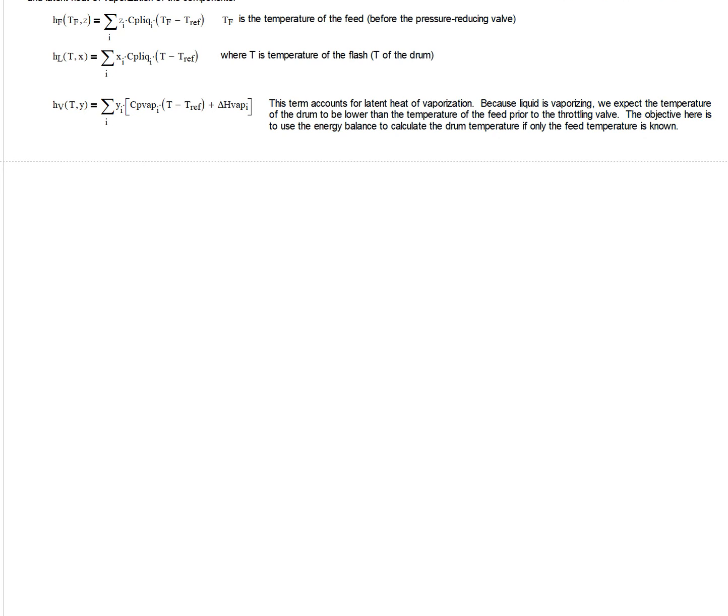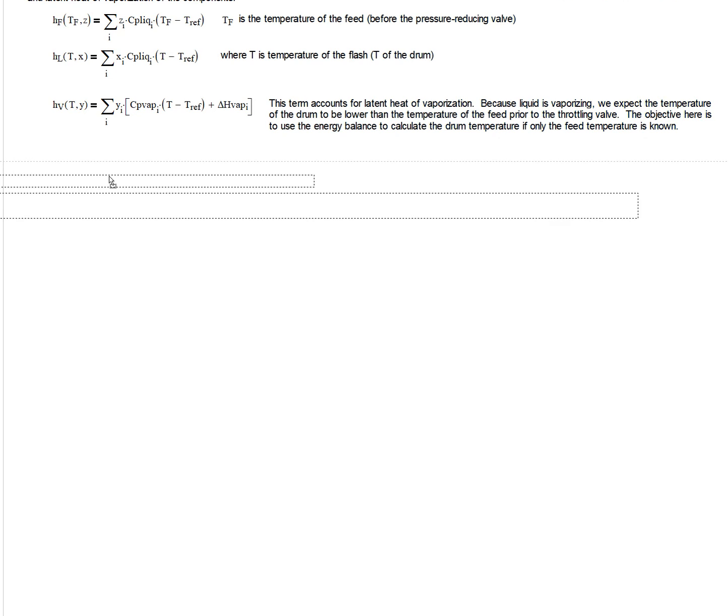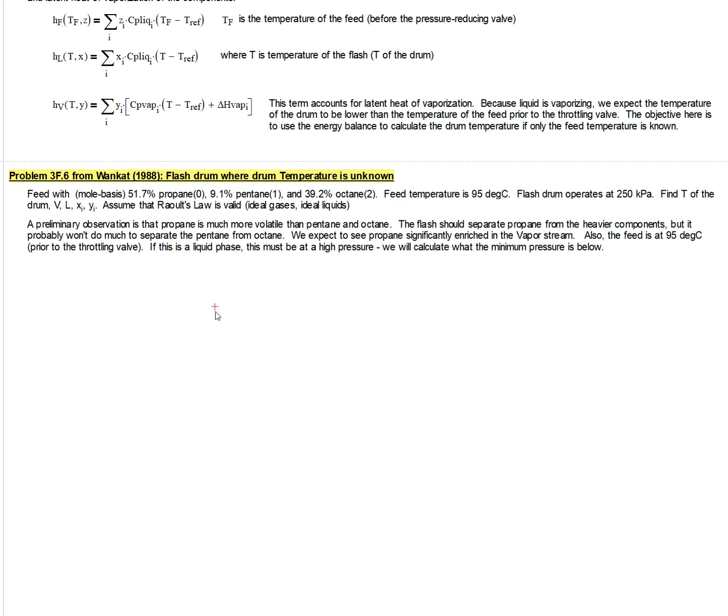So this problem is taken from a textbook written by Phil Wankat at Purdue. It was published in 1988, so it's been around a long time. This is a flash drum where the temperature of the drum is not known.